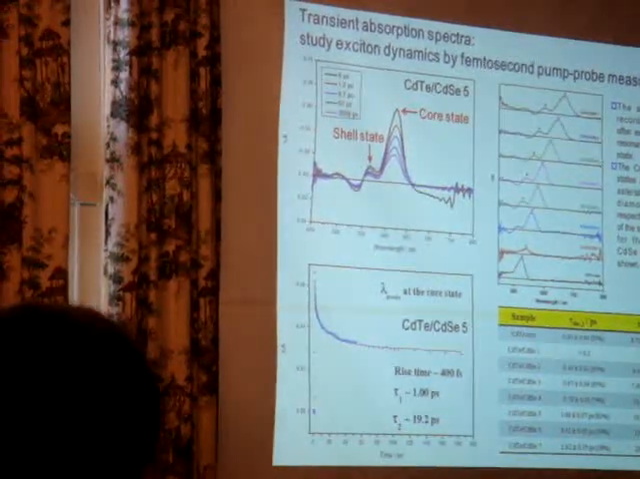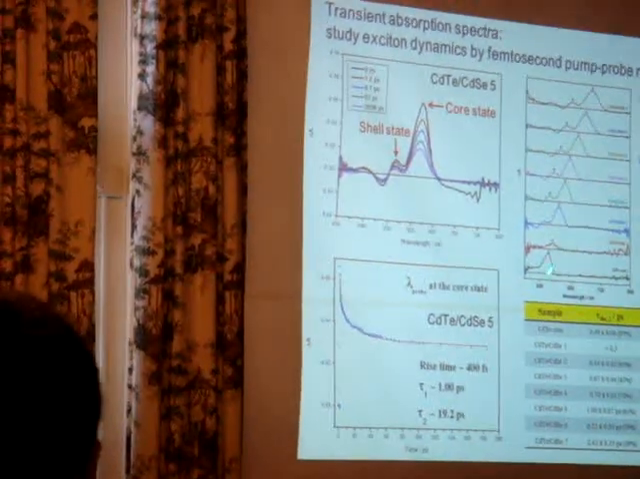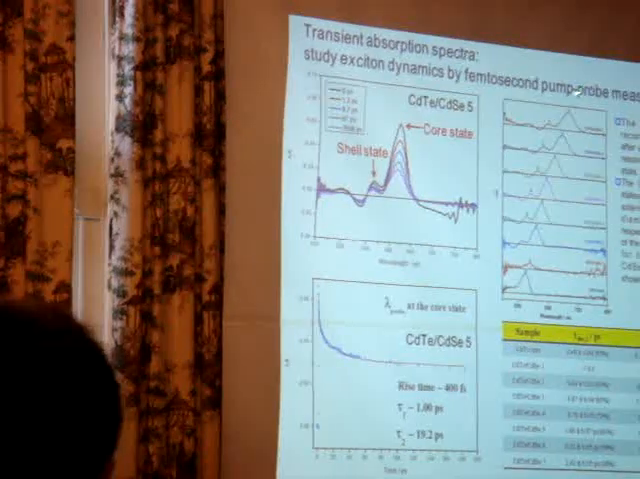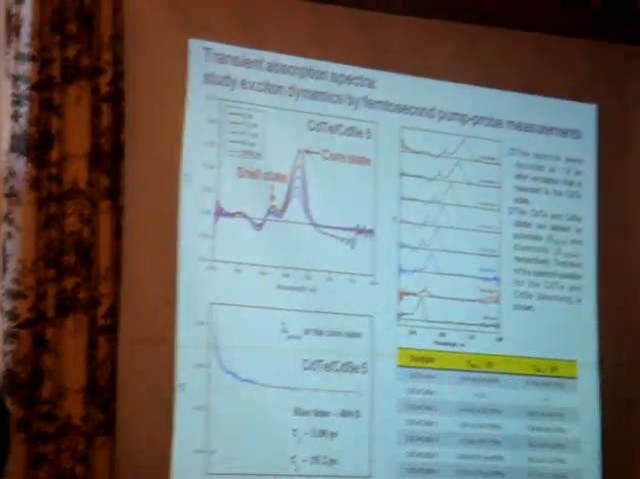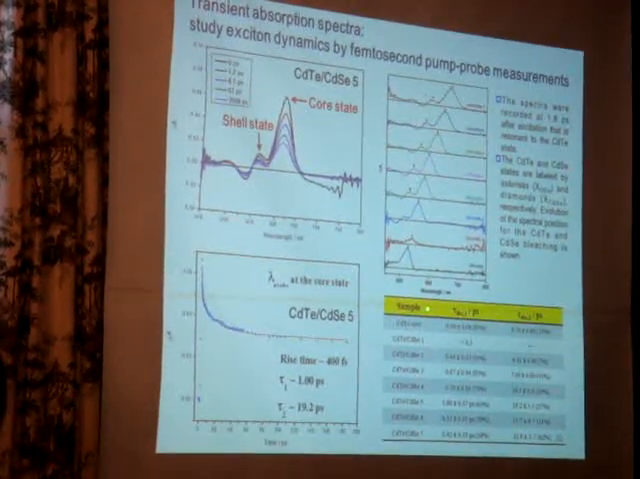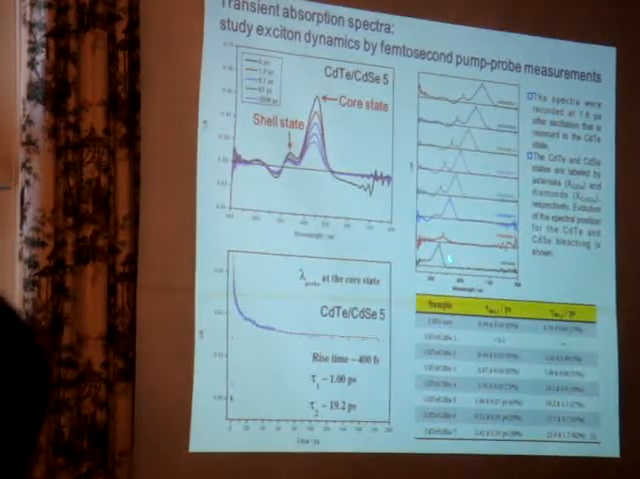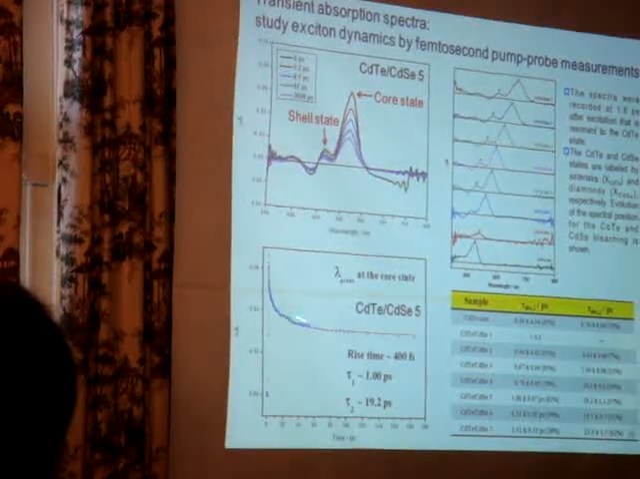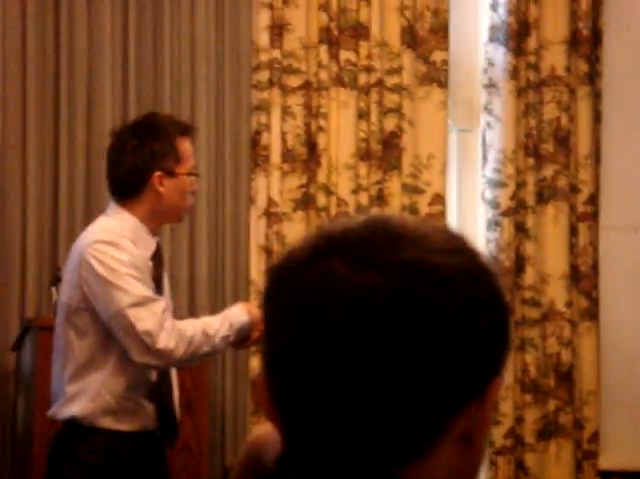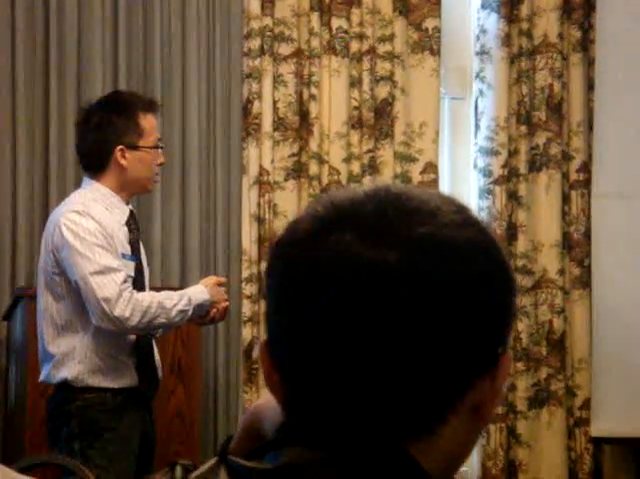We actually measured the transient absorption spectra of this series of core shell particles, and here is a tabulated result. For all the nanoparticles, we are able to use the 2 exponential function and get 2 components for the core state relaxation. I use a similar strategy as in the PL lifetime measurement.